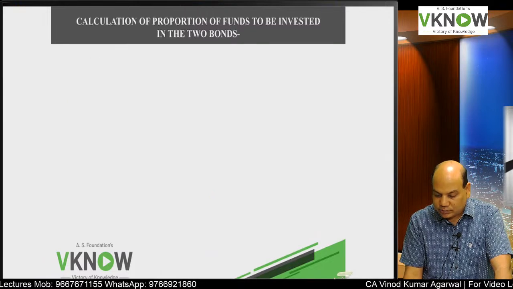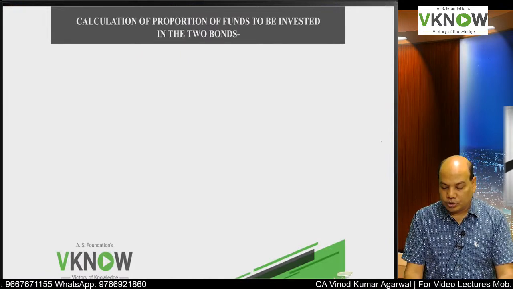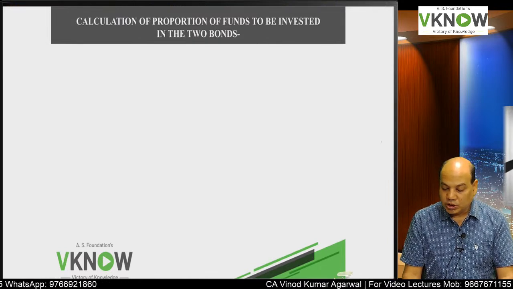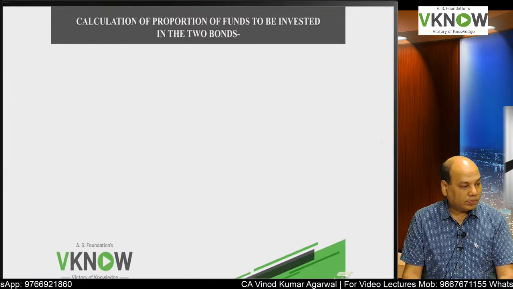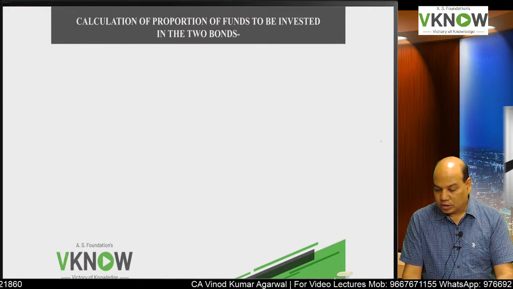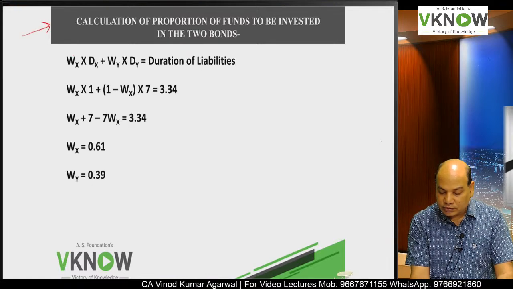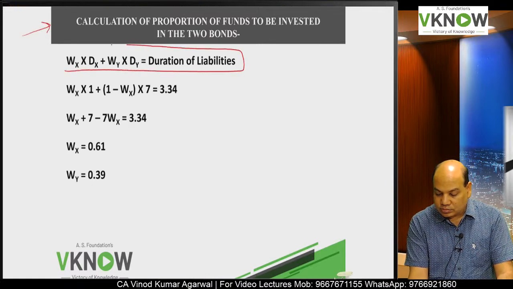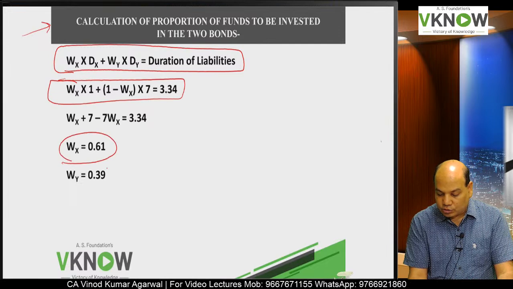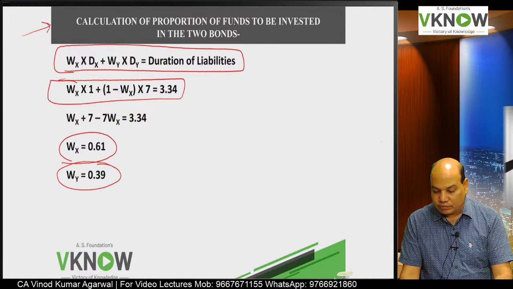So we'll write down nicely, below that write down calculation of proportion of funds to be invested in the two bonds. You are writing as an exam answer, you have to write the heading first, write the equation, put the values, and then solve and get the values of X and Y. So students, please try, don't copy the answer.